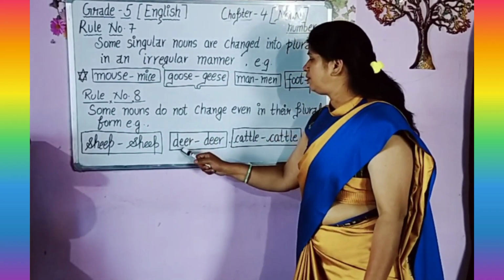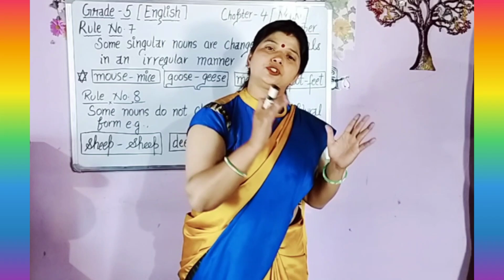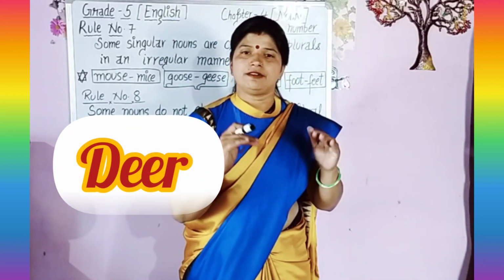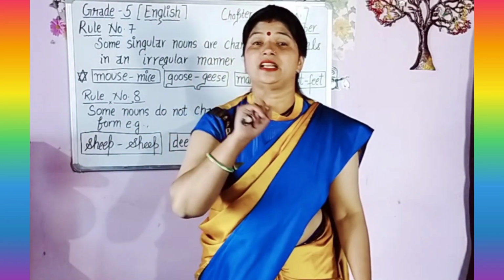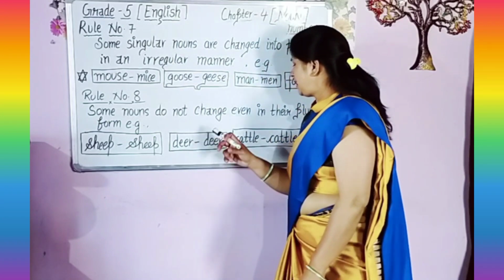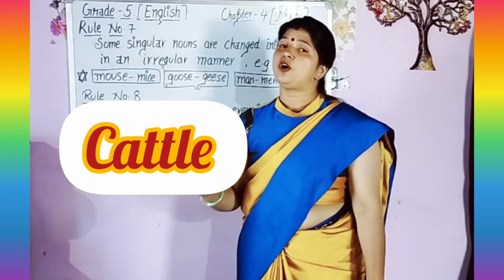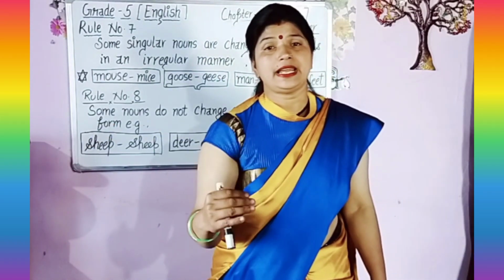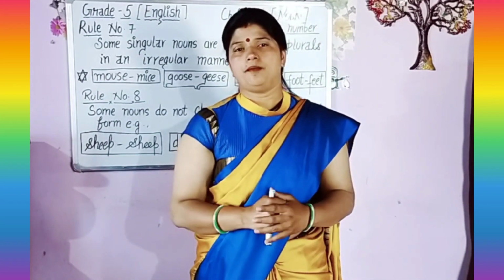Okay. Now suppose we are talking about deer. Again, if one deer will be there, then we write it as deer only. And if suppose more than one deer are there, then we don't write deers. Okay? We write it as deer only. We will put 2 deer, 3 deer. We will put the number, but we don't change their form. Okay? Now the third one is cattle. Again, cattle ka cattle hi hoga. We don't change its form. So there are many nouns where we don't change their form.